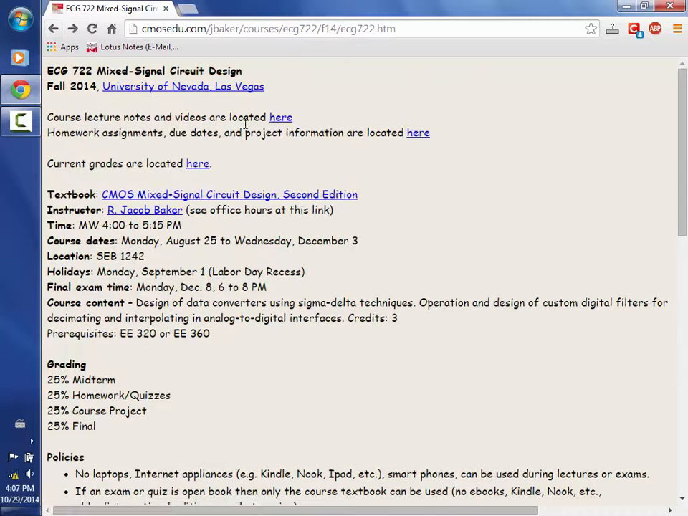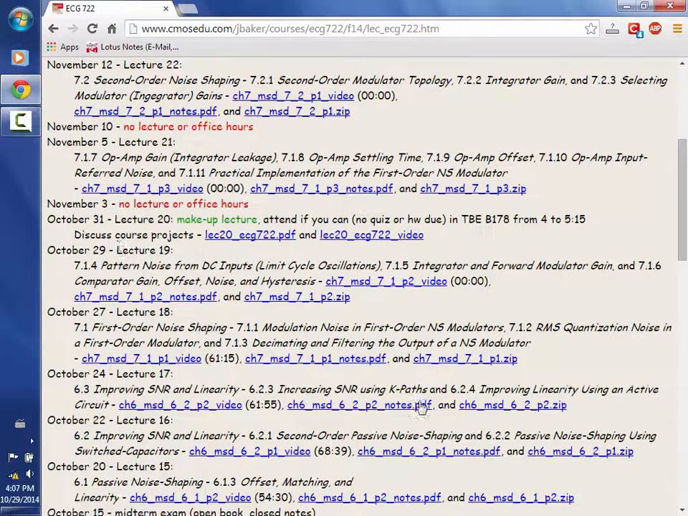And today we're going to cover pattern noise. We covered this a little bit already. Integrator, forward modulator gain, comparator gain, offset, noise, and hysteresis.